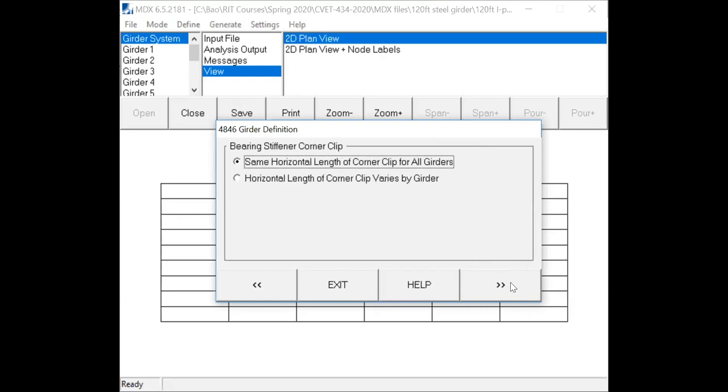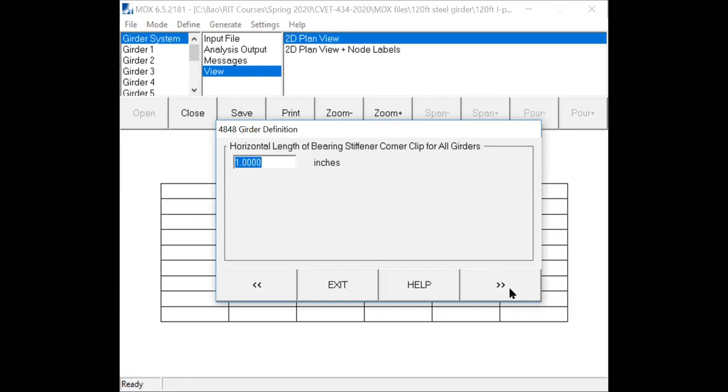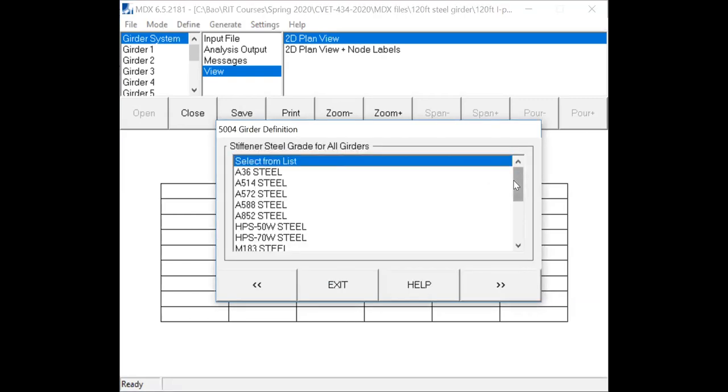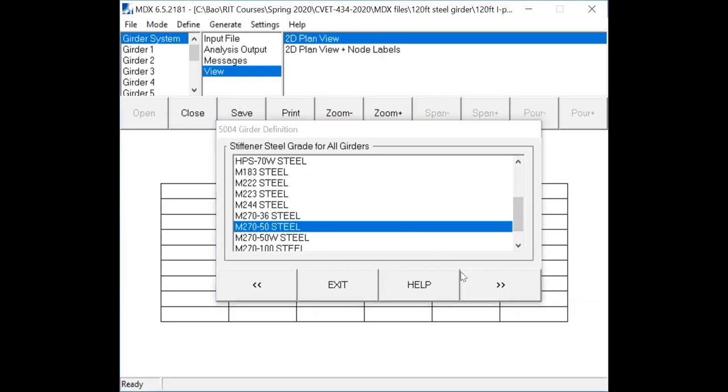And bearing stiffener corner clip, same horizontal length corner clip for all girders. We just choose 1 inch, and this is standard. We don't change that number. And stiffener steel, uniform stiffener steel for all girders, and usually we use exactly the same type of steel as the girder, and specify stiffener steel by grade. Okay, so again, I will choose the M270 50 steel.